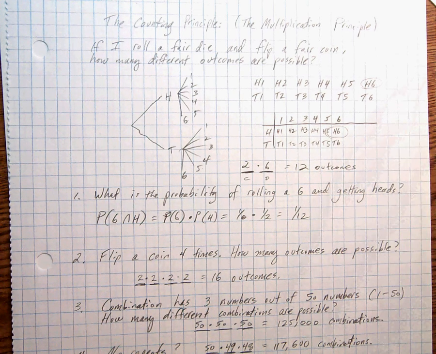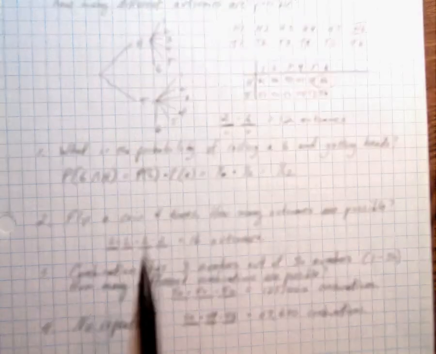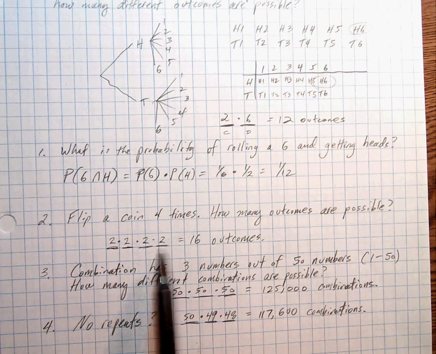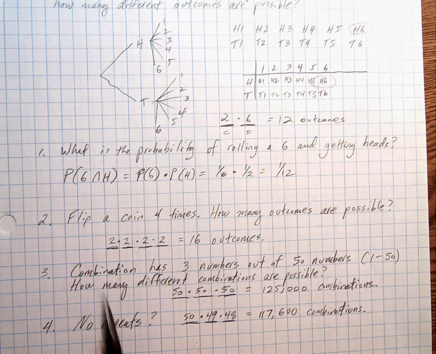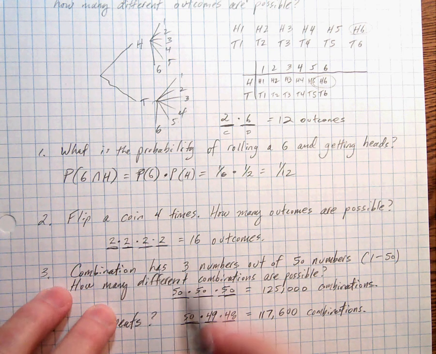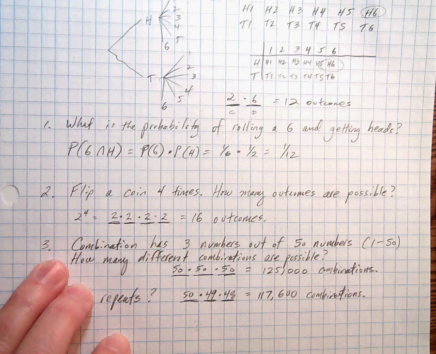All right, so here's some other examples. Let's say you want to flip a coin 4 times. How many outcomes are possible if you flip a coin 4 times? So I just write 4 blanks because I'm doing 4 things. There's 2 things that can happen for each flip. So it's 2 times 2 times 2 times 2, which is 16 outcomes, right? 2 times 2 is 4 times 2 is 8 times 2 is 16. Another way to write that would just be 2 to the 4th power. 2 to the 4th power is 16.